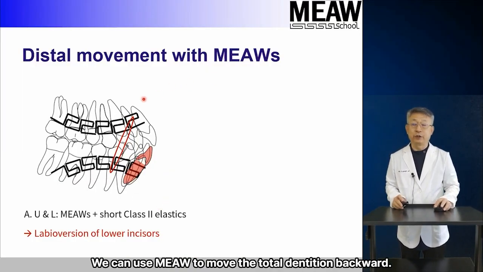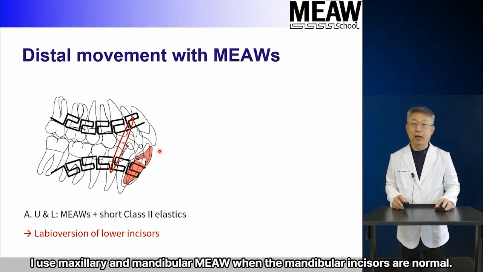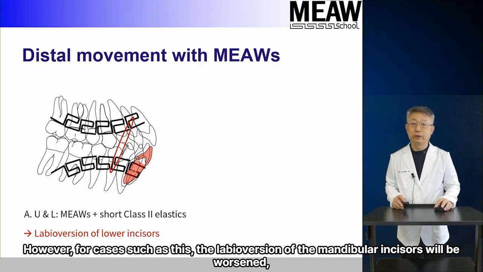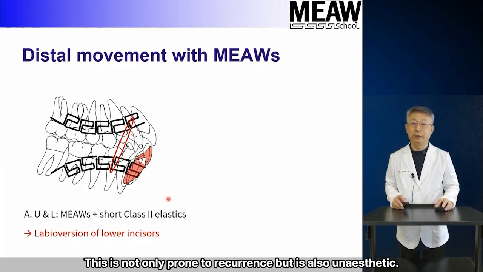We can use Mio to move the total dentition backward. For cases of class 2 or 1, the mandibular incisors may experience labioversion due to the use of elastics. I use maxillary and mandibular Mio when the mandibular incisors are normal. However, for cases such as this, the labioversion of the mandibular incisors will be worsened if we use mandibular and maxillary Mio and class 2 elastics. This is not only prone to recurrence but is also unaesthetic.